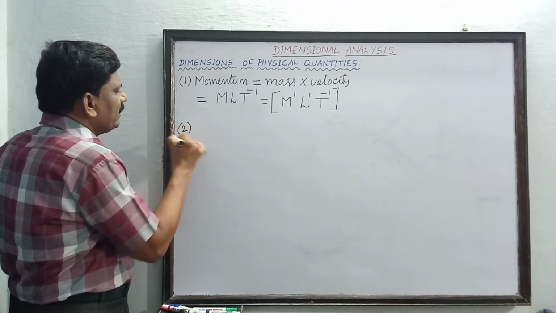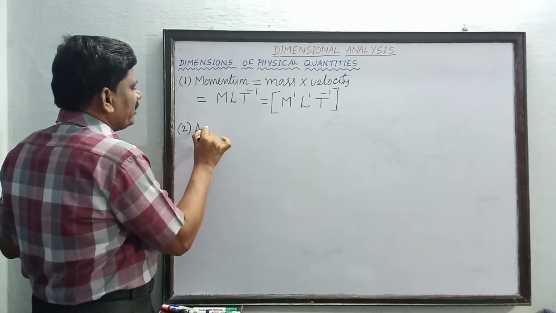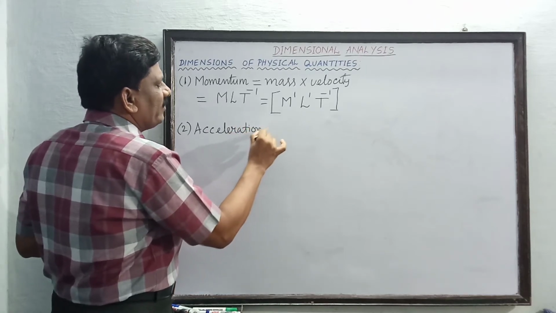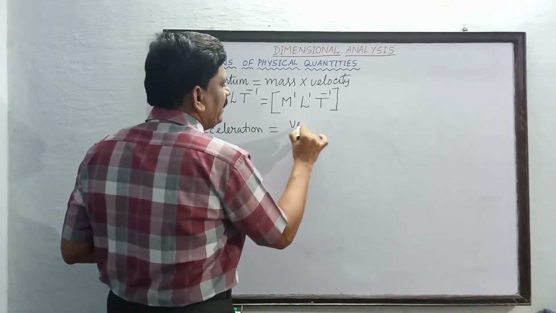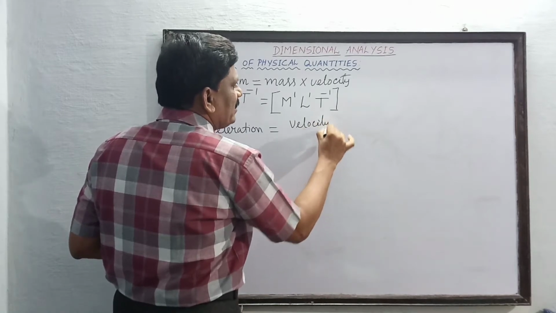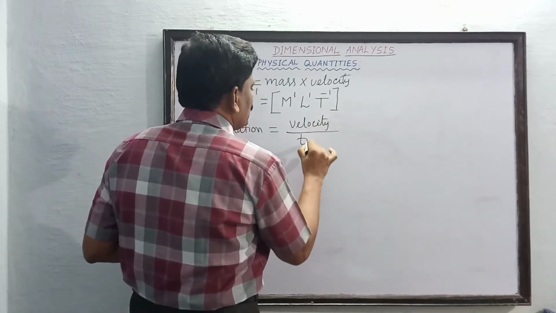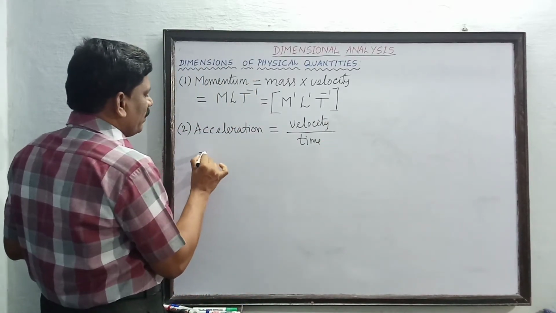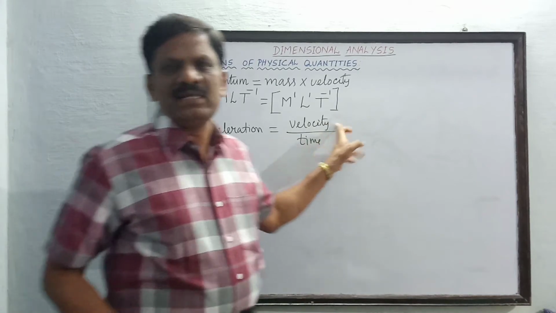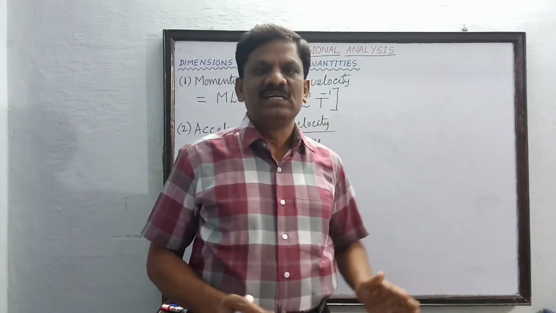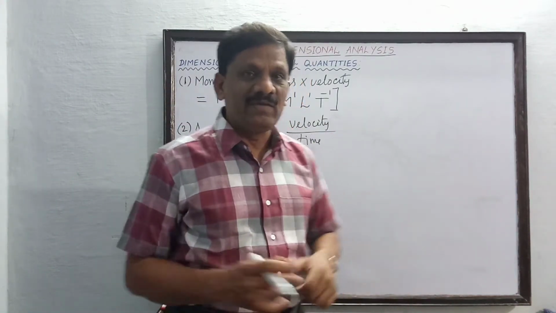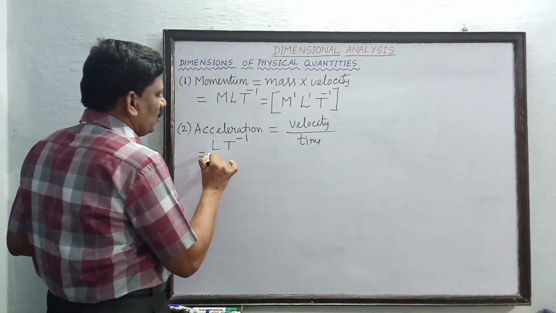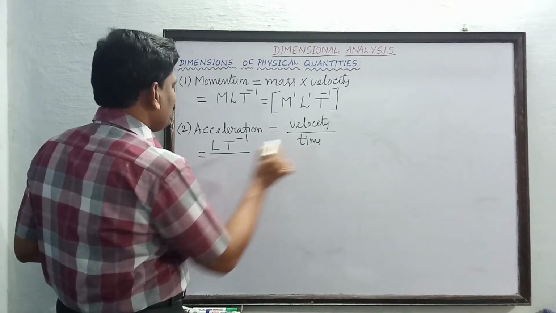So the second one is, let us take acceleration. So acceleration by definition, it is change in velocity divided by time taken. So change in velocity is nothing but velocity only. So this is velocity divided by time taken. So velocity is nothing but speed in a specific direction. So LT power minus 1 already we have derived, is it not? So this is LT power minus 1 whole divided by time.